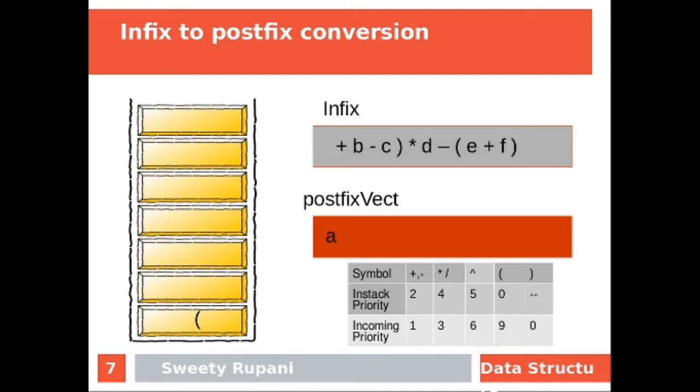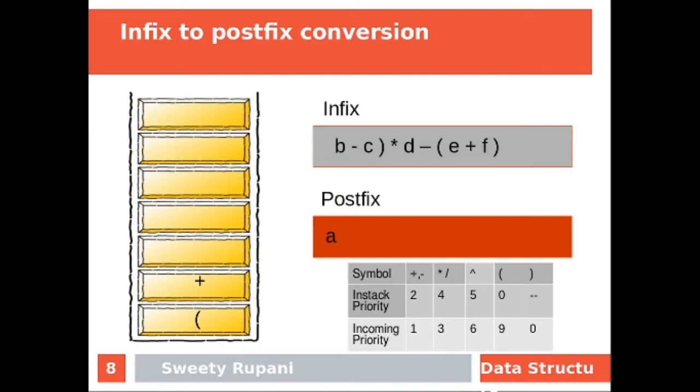So the symbol that is in a stack has priority 0, whereas the incoming symbol has priority 1. So we will be able to insert plus over an open parenthesis. Now the next symbol that we come across is B. B is an operand, so without checking for a stack condition, we'll directly write it to a postfix expression.